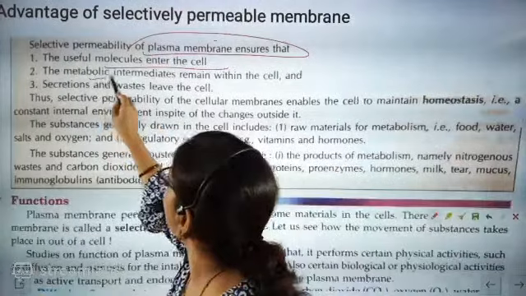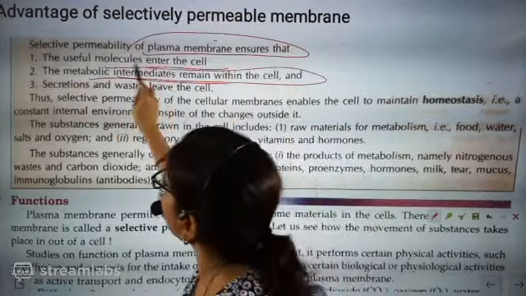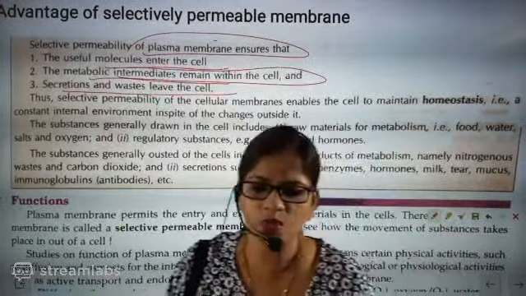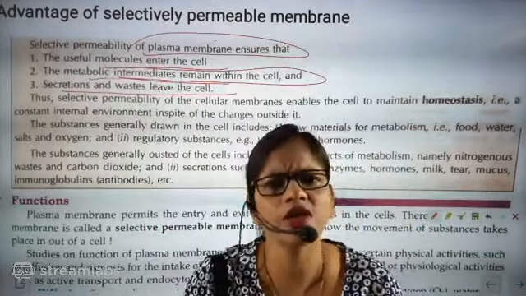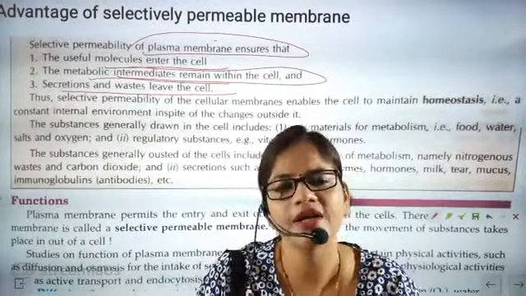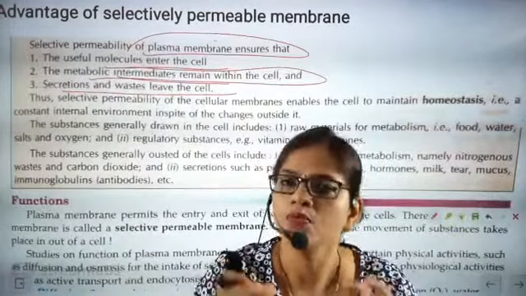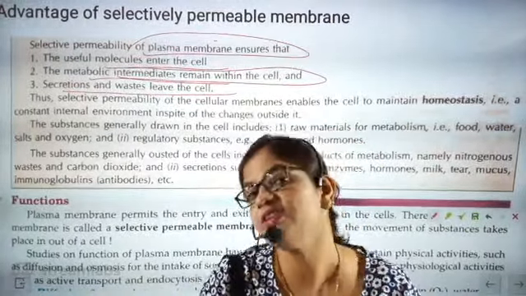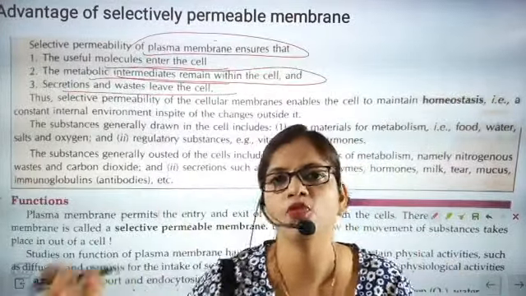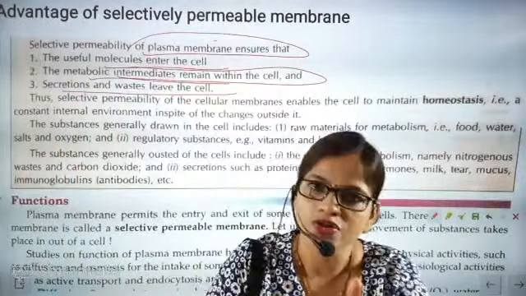Second, the metabolic intermediates remain within the cell, and secretion and waste leave the cell. Metabolic intermediates means whatever important organelles are there should not come out of the cell. Whatever content is present inside the cell, which is doing metabolic activities, most of the organelles, should be present inside the cell and should not leave the cell. So that's why, beta, it is a type of coating which takes all the organelles together inside and keeps them safe inside.